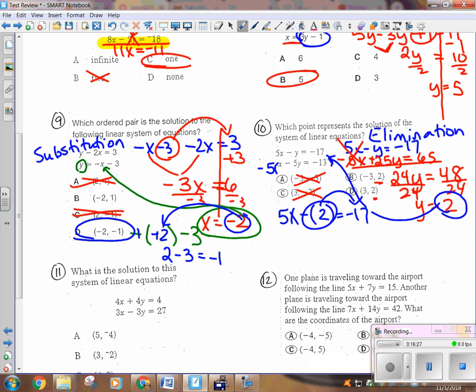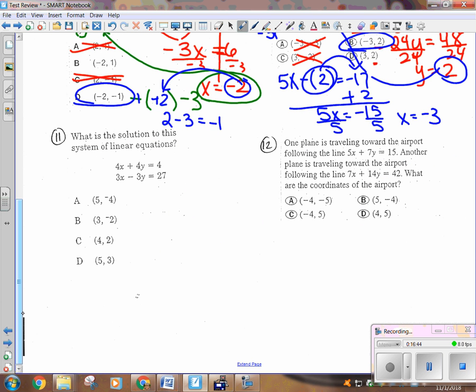Negative 2 goes over here and becomes positive 2. So I end up with 5x is equal to negative 15. Divide by 5. x turns out to be negative 3. So it's 2 for y, negative 3. So B is correct.